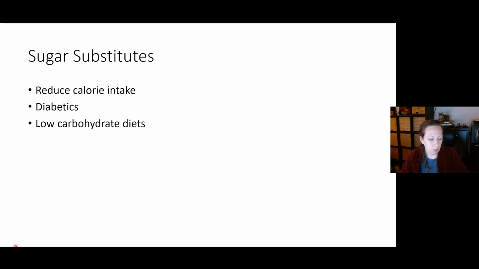And then a third possible goal for sugar substitutes are those people that are on low carbohydrate diets. And I put that separately from the reduced calorie intake because typically the people on low carbohydrate diets aren't just trying to reduce calories. They're specifically trying to reduce the carbohydrates because carbohydrates do have effects on insulin and hormone balance and inflammation in the body, etc. And a lot of times it's not even weight that they're trying to reduce, it's some of those other effects.